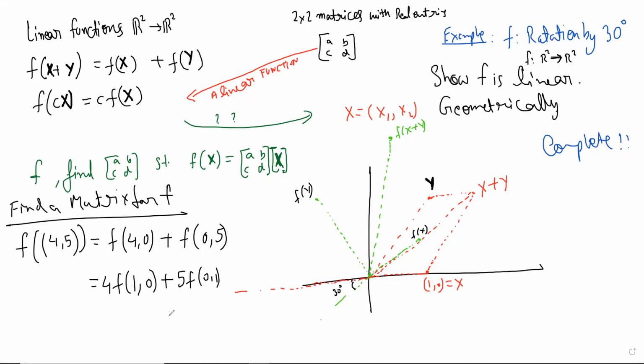And this you can do for any linear function. That's why linear functions are important, interesting. You just need to know where 1, 0 goes and 0, 1 goes. And that's the whole point of linearity. When 1, 0 and 0, 1 you can find them, right?